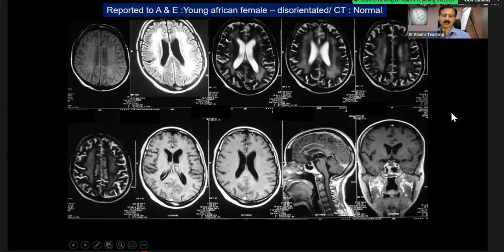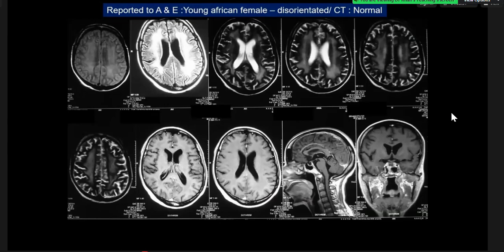She is young. Okay, so I can see bilateral, fairly symmetrical, confluent T2 and FLAIR signal in the deep white matter on both sides. It does not involve the subcortical U fibers. On the sagittal, I cannot see anything else on the sagittal or coronal views.